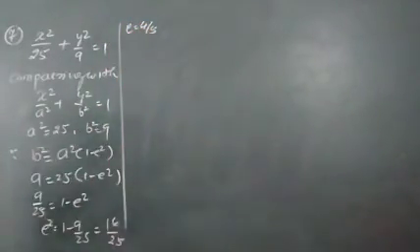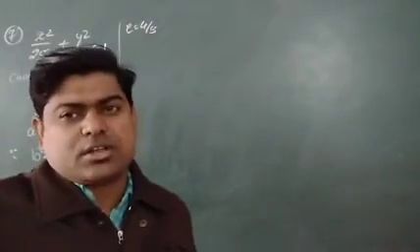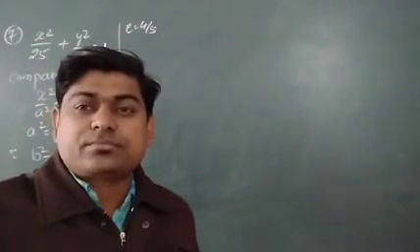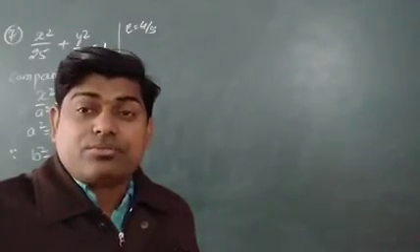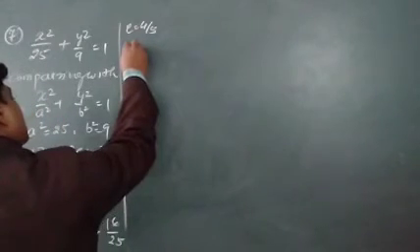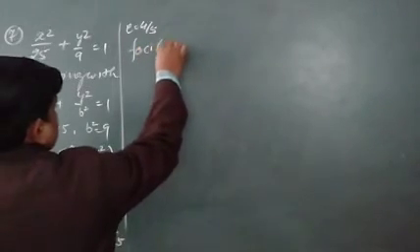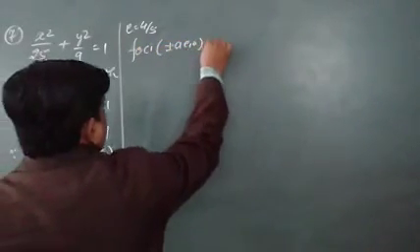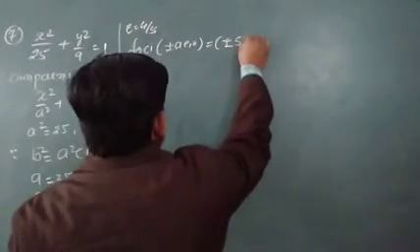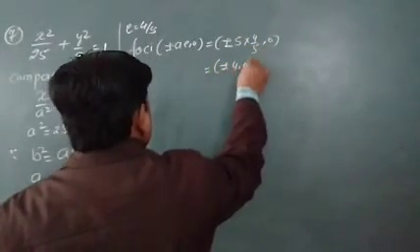One more thing, whenever we find e, we should check whether it is less than 1 or not. If it is not less than 1, it means we have made some mistake. We learn one thing, that eccentricity is less than 1 for an ellipse. Now, after getting e, the foci are plus minus a e, 0. I can write here plus minus a e is 5 into 4 upon 5, 0. I can write plus minus 4, 0.